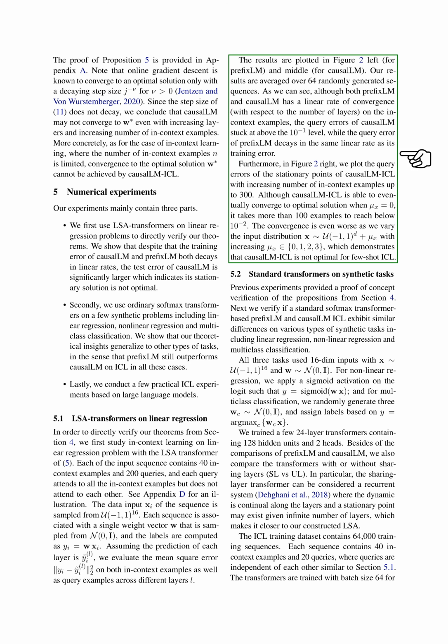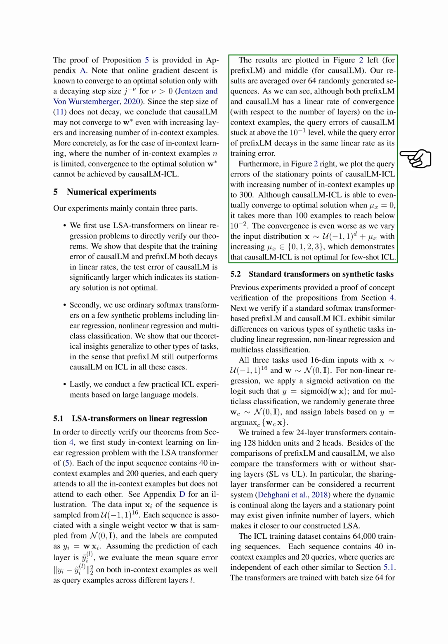We evaluated the mean square error between the actual and predicted labels across different layers for both in-context examples and query examples. Our results, averaged over 64 randomly generated sequences, showed that although both prefixLM and CausalLM converge at a linear rate on the in-context examples, the query errors of CausalLM remain above the 0.1 level. In contrast, the query error of prefixLM decreases at the same linear rate as its training error.